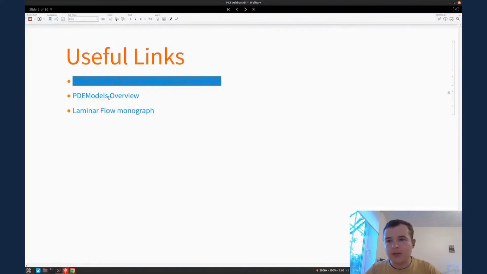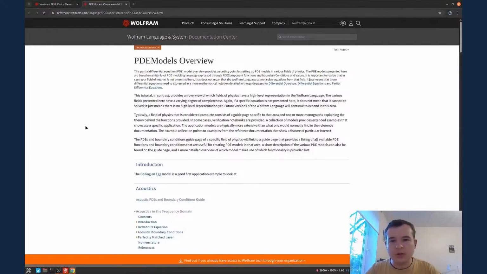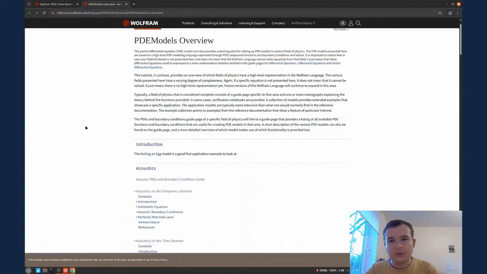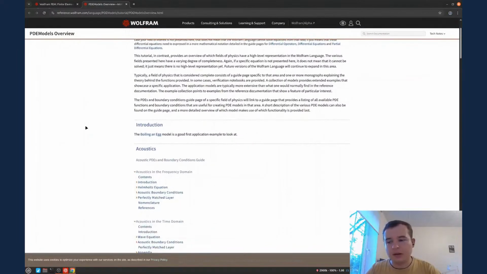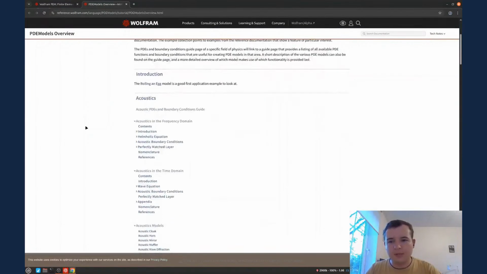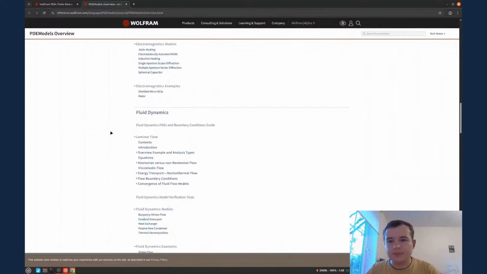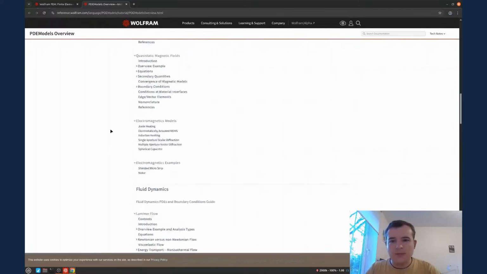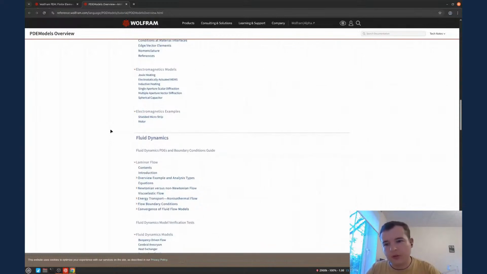The second link is the PDE models overview page. This is a part of the documentation, and it gives an overview of all the PDE models that are currently implemented for the Wolfram language. So acoustics, electromagnetics, fluid dynamics, which we are going to discuss today. It features links to the monographs and examples, both examples that serve as an introduction or more advanced examples.